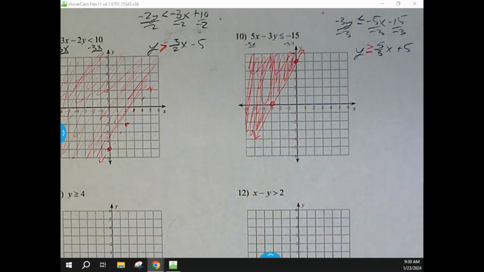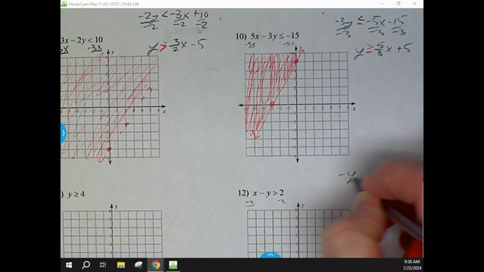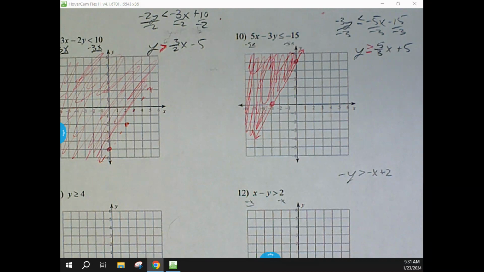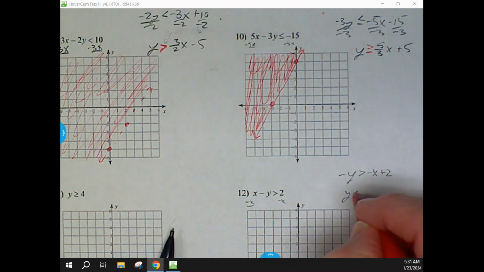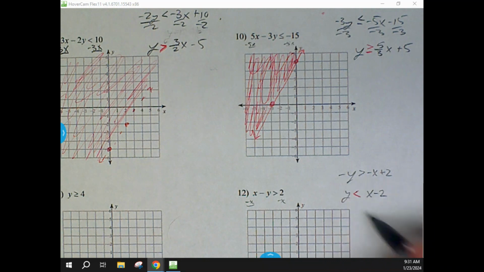Okay, and then with number 12, for that one, we subtract x to put that back over here to the left side. We've got negative y greater than negative x plus 2. In that case, we've got to change this sign from negative to positive. But again, if we change this sign, we're going to change all the signs. Because technically we're dividing it by negative 1. But again, by dividing it by negative 1, you change the sign. That's why we're changing this sign also, because we're not only changing the positive negatives, we're also changing our less thans and greater thans. So for that one, we'll start at negative 2.